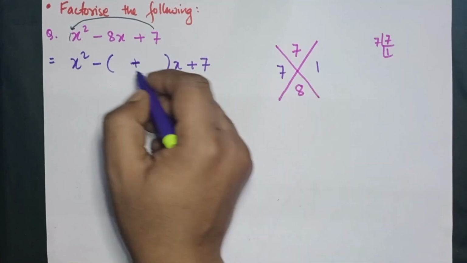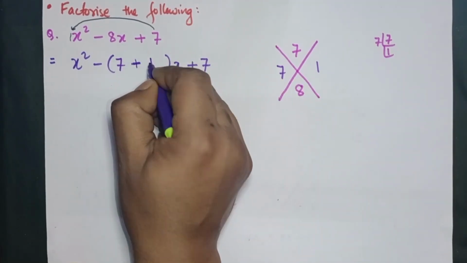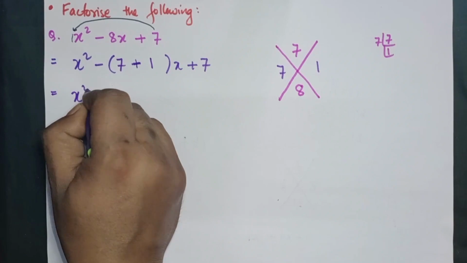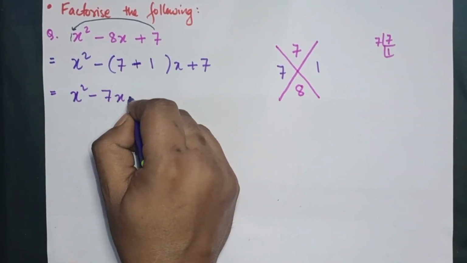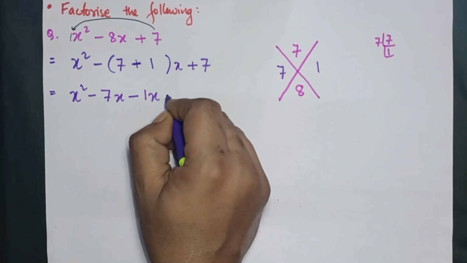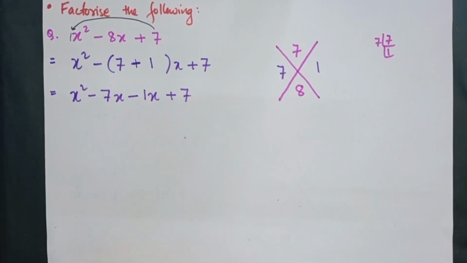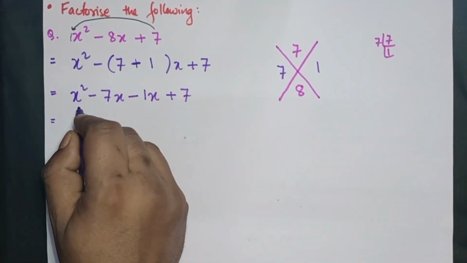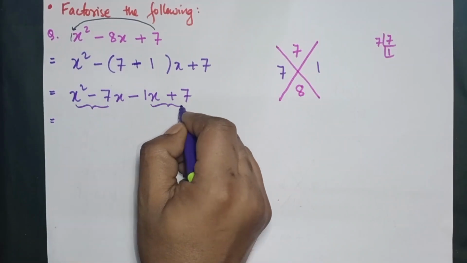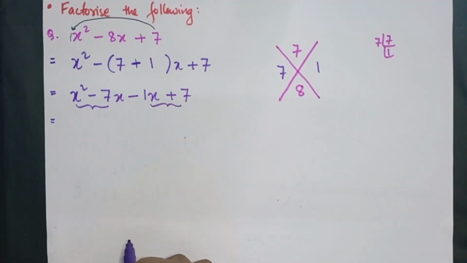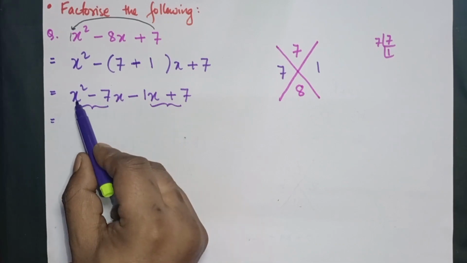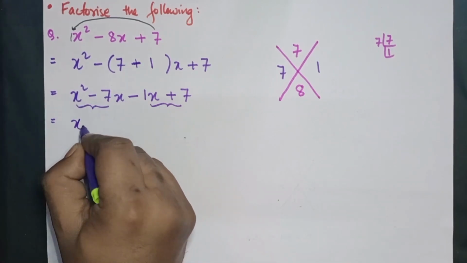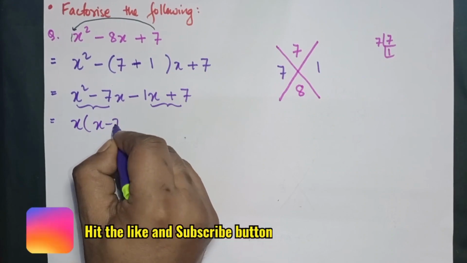Hope you're clear with this. Now I can write 7 and 1. So this will be x square minus 7 into x, 7x, minus 1 into x, 1x, plus 7. Now we have to take common from these 2 and these 2. We have already done this in my previous class, that is pairing up. So now the common will be x, obviously. So what will be this, x minus 7.